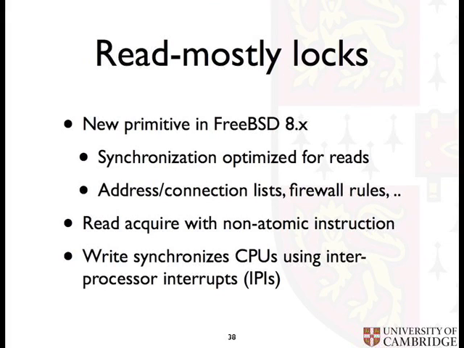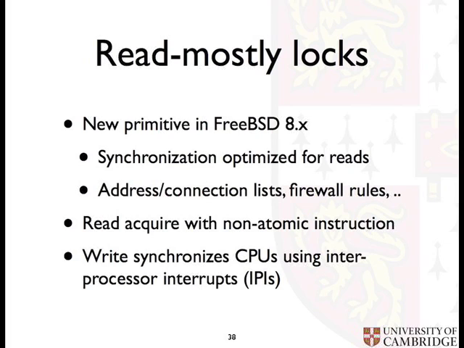So I said we were moving towards reader-writer locks. Reader-writer locks are interesting, but they still involve atomic operations when you acquire for read. So in FreeBSD 8, we have a new primitive, which is a read-mostly lock, which avoids performing any atomic operations when you just require stability. When you want to perform a write operation, then IPIs get involved, and you signal other CPUs to start serializing and so on. But this is quite a useful primitive if you're just looking at address lists, or potentially looking at connection binding.